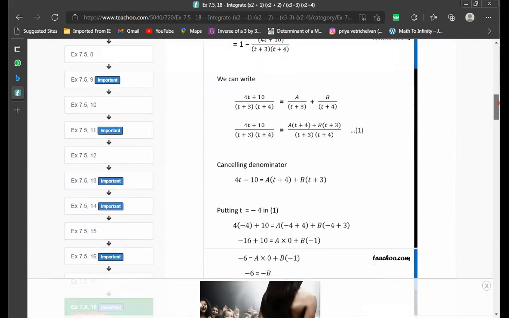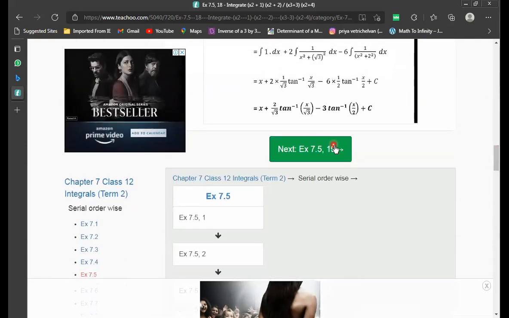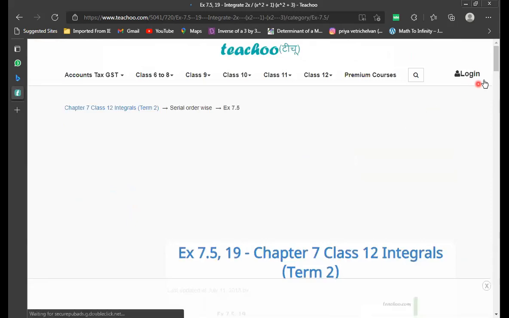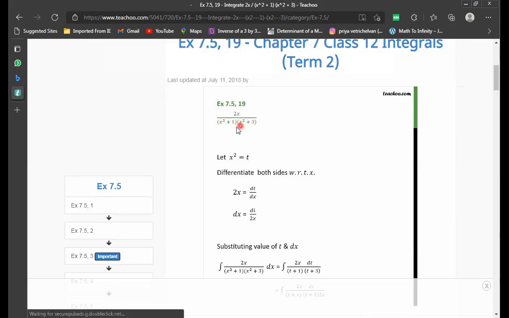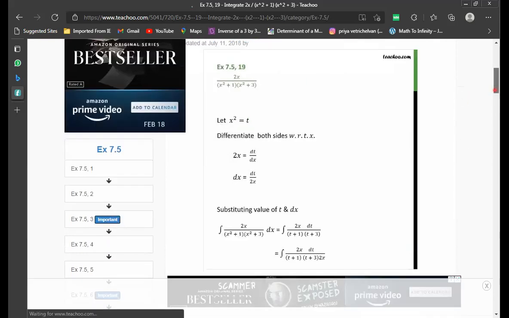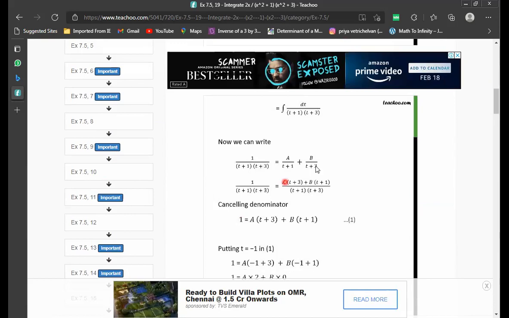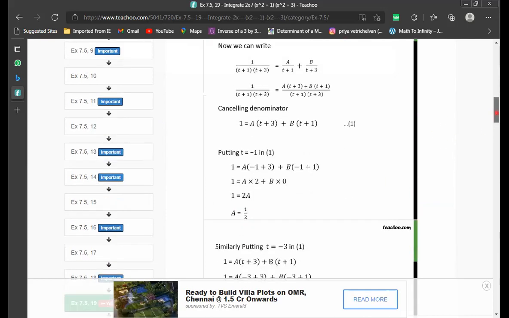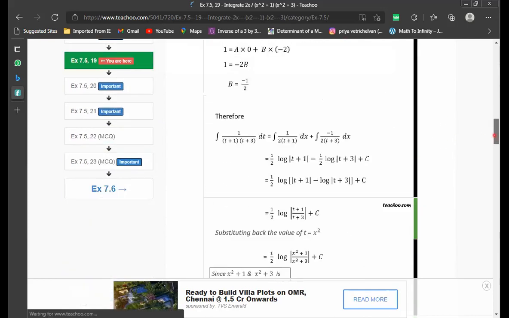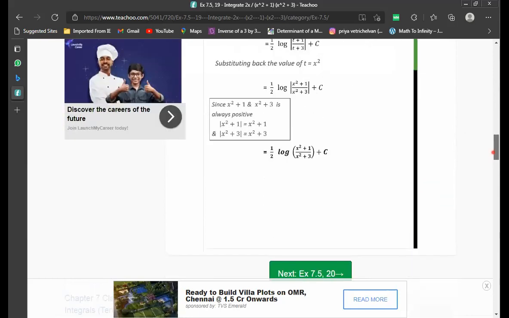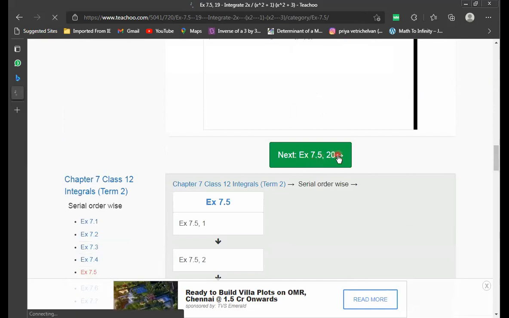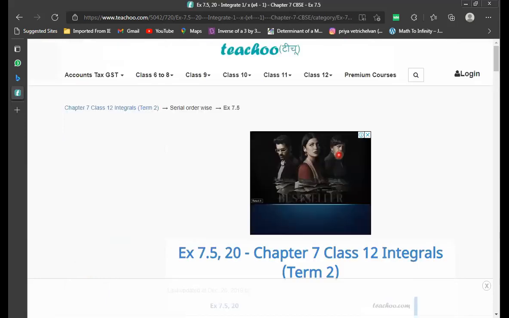Partial fraction, LCM. This is also, they just replaced x square as t in this. And then they are performing the substitution and then partial fraction. Partial fraction, LCM, cancelling the denominator, finding the values of a and b, substituting back, then you are integrating. At last, you have to write the t in terms of x, because your question is in the form of x.